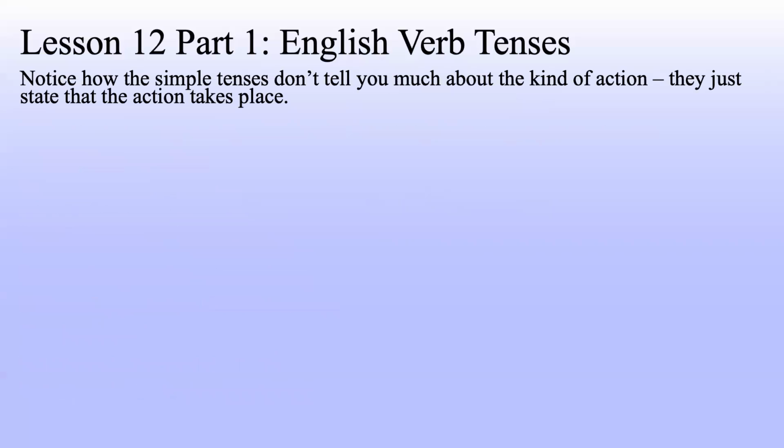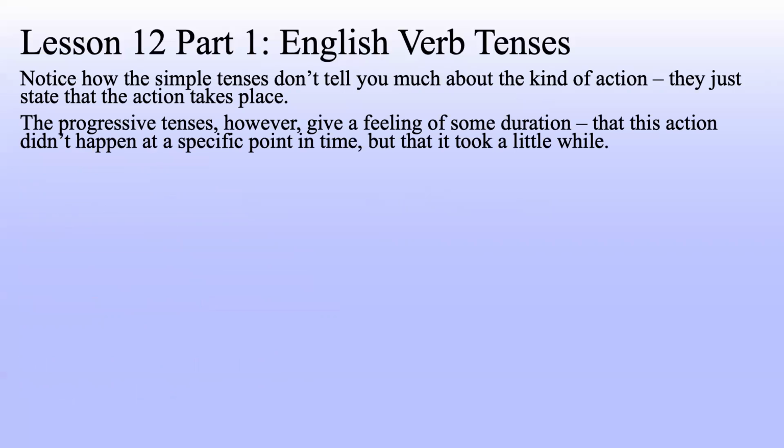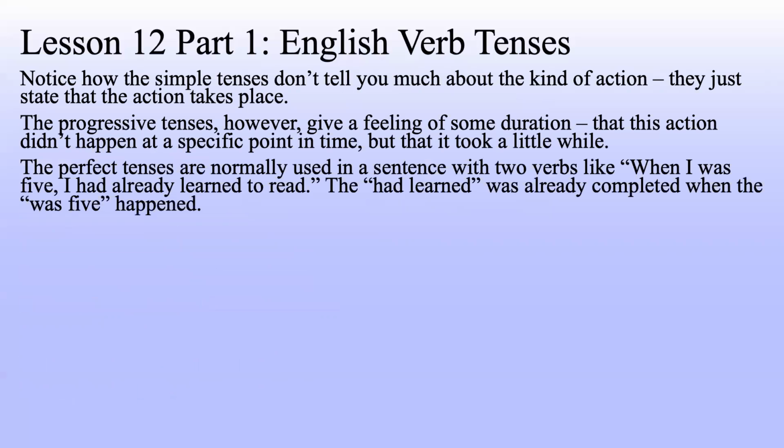Notice how the simple tenses don't tell you much about the kind of action. They just state that the action takes place. The progressive tenses, however, give you a feeling of some duration, that this action didn't happen at a specific point in time, but that it took a little while. The perfect tenses are normally used in a sentence with 2 verbs, like when I was 5, I had already learned to read. The had learned was already completed when the was 5 happened.